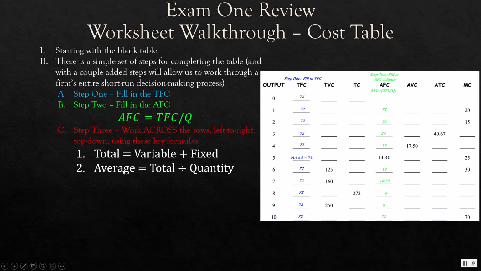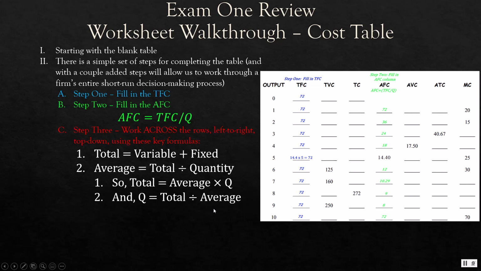Second of our key formulas, average equals total divided by quantity. So what we did here, average fixed cost equals total fixed cost divided by the quantity of units at each point in time. And from that, we can find that total equals average times quantity. That's what we did here. Total fixed cost equals the average fixed cost times the quantity we used.